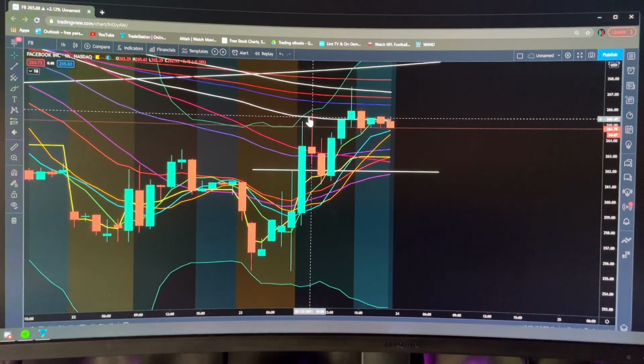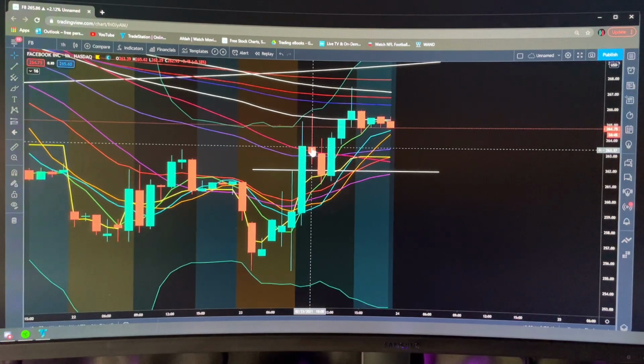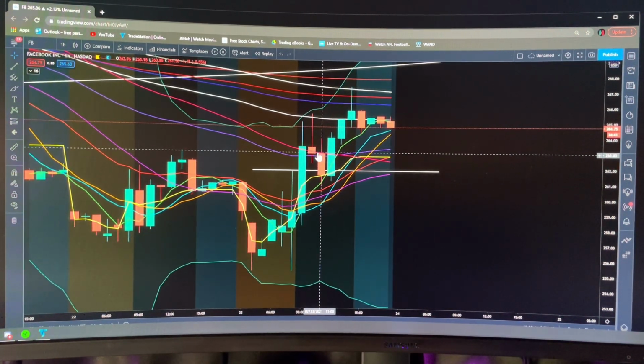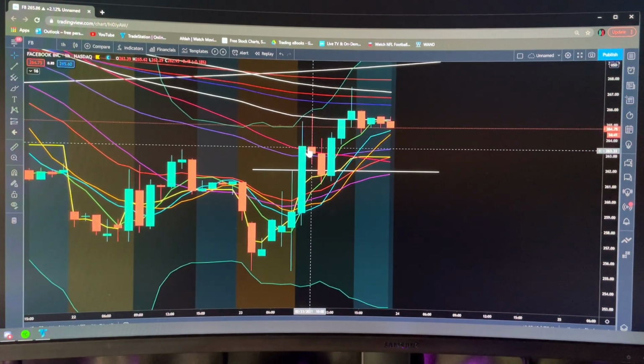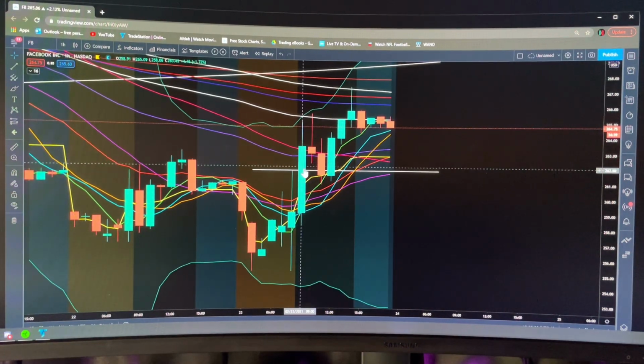I could have potentially held this trade, but again, the SPYs and the Qs were pulling back and I wasn't too confident in the market today, so I was playing smaller position sizing. So I got into Facebook right here over the break of the previous candle, and I took profits at this moving average right here. So that's the Facebook trade I took today.